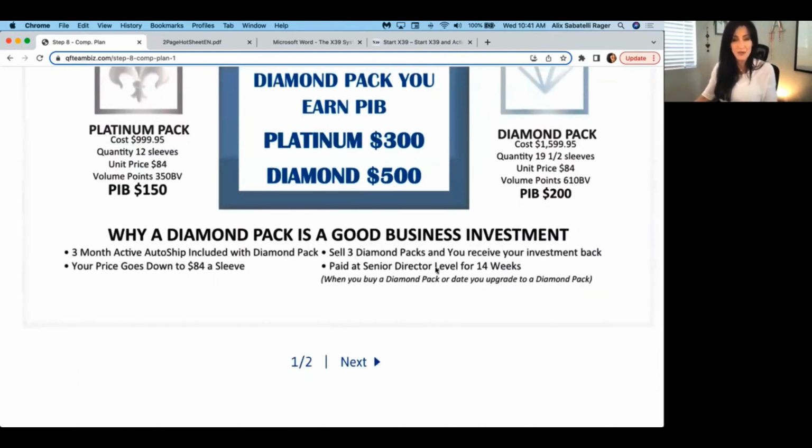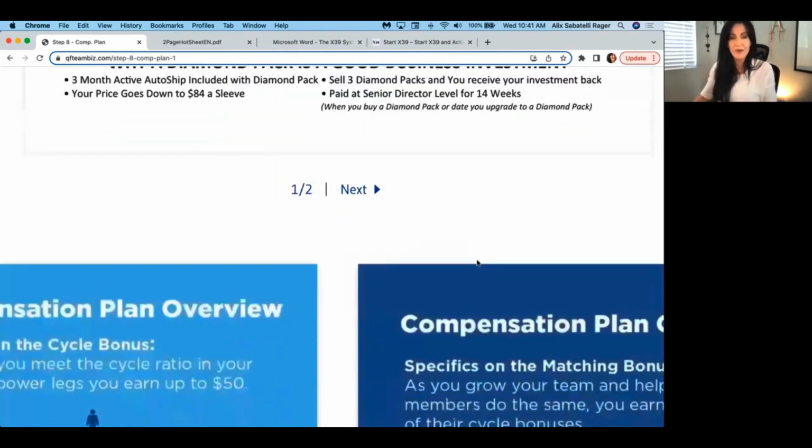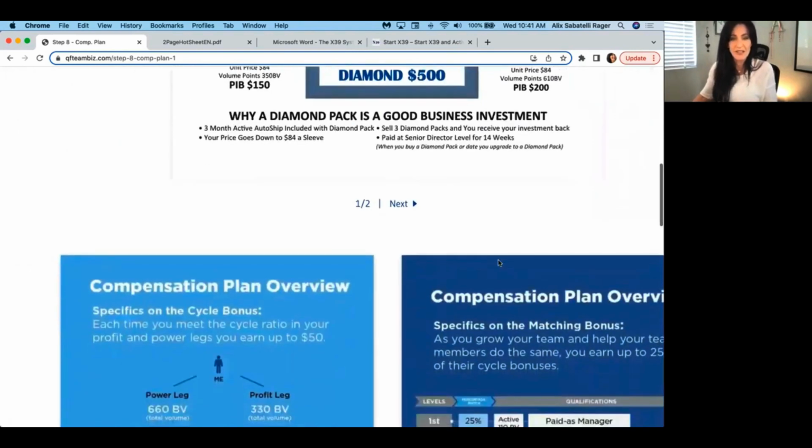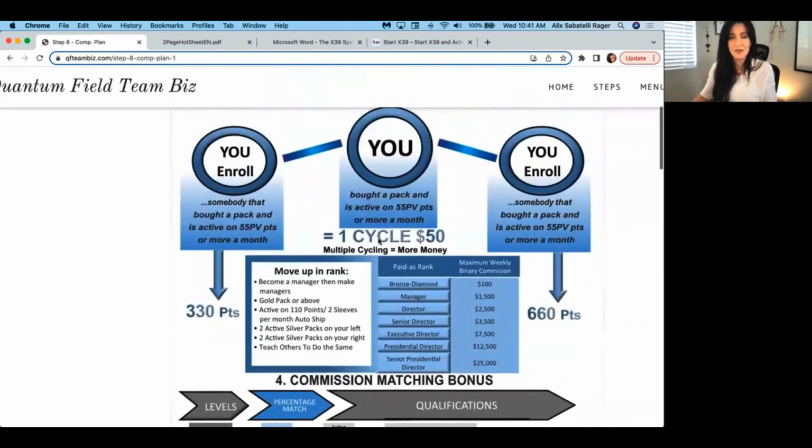Okay, so you'll see some of the other points here too. It's senior director. I'm not sure if I said that correctly before. It's being paid as the senior director level for 14 weeks, that highest commission level. Okay, so moving down to the next section here. Oops, excuse me, next page, which is the second side of this page that you can download.